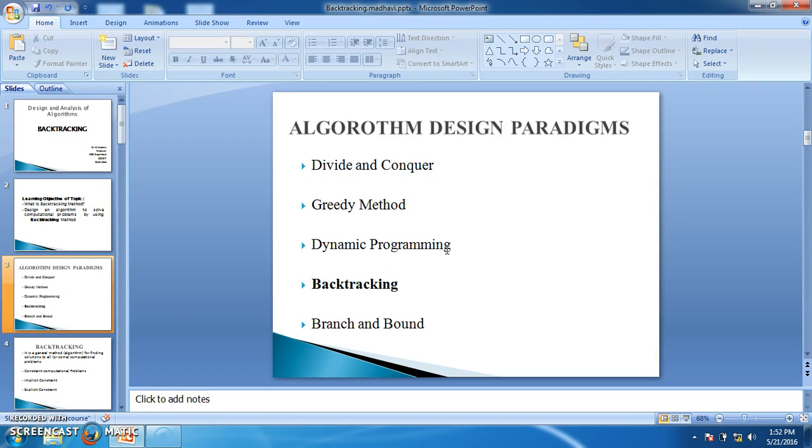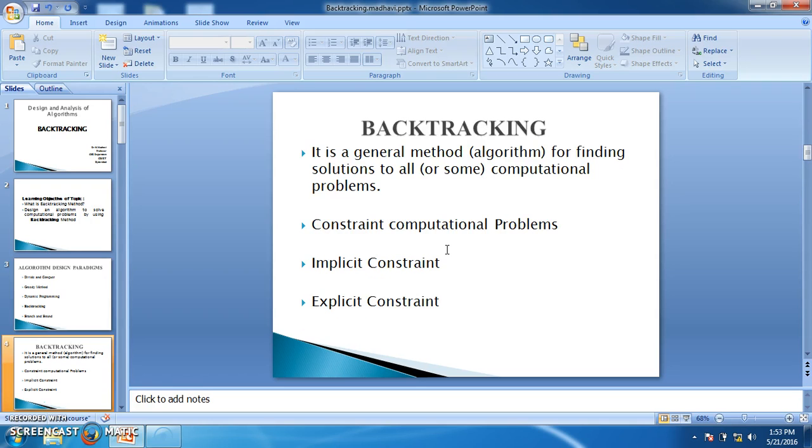Before going to the backtracking method, let us review what other algorithm design paradigms are available. You might have known already some of the algorithm methods: divide and conquer, greedy method, dynamic programming, backtracking, and branch and bound. So in this video session we are going to focus on the backtracking method.